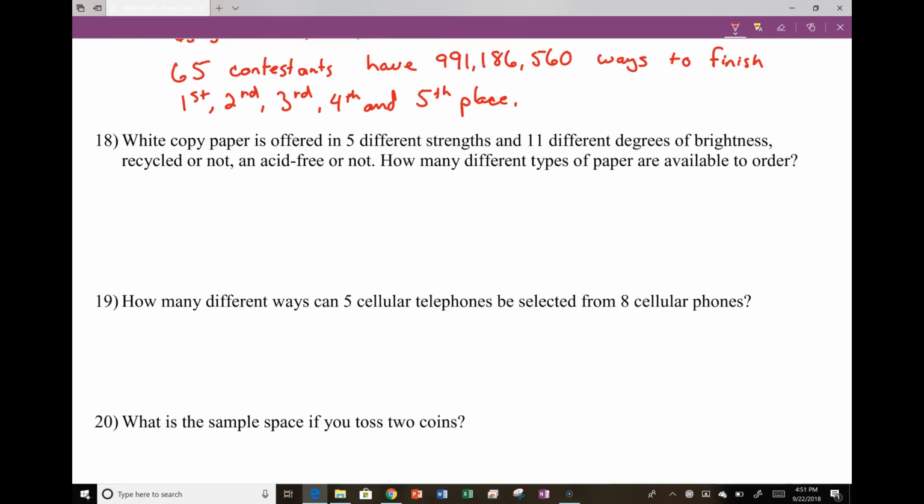White copy paper is offered in 5 different strengths. So we have strengths, we have 5, and 11 different degrees of brightness. We have brightness, there's 11. It's recycled or not. So recycled, there are 2 ways, because it's recycled or not.